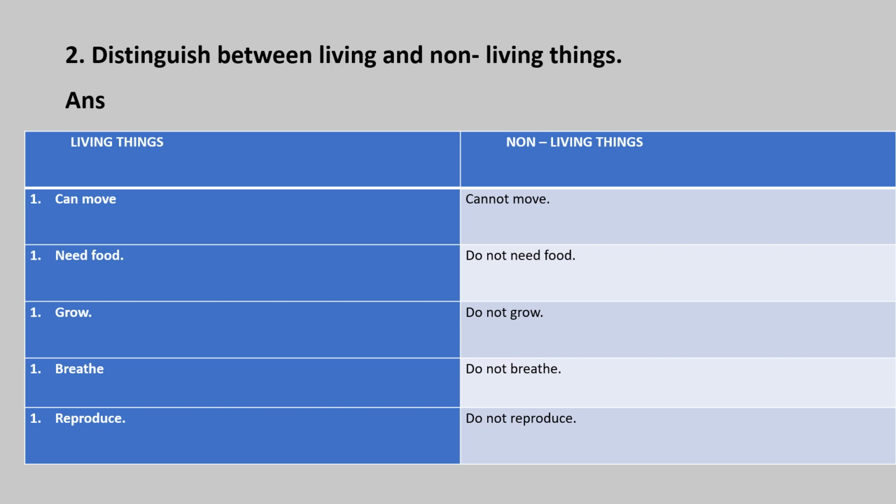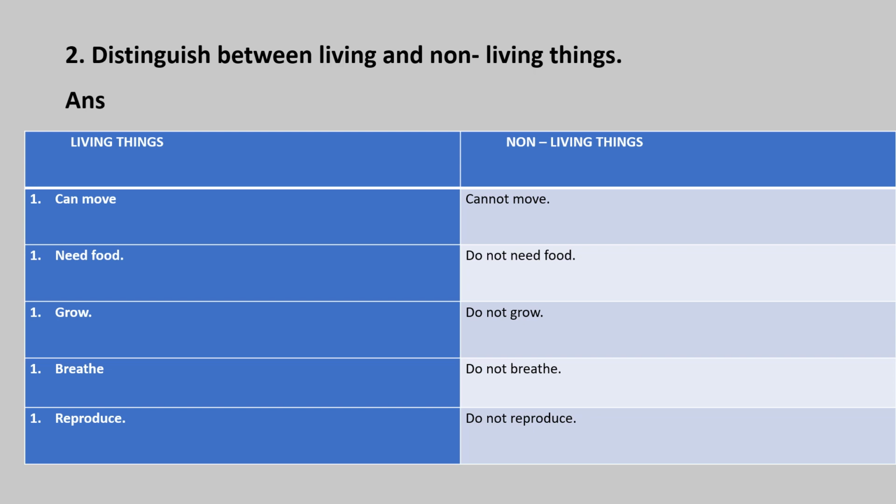related with food. Living things need food, and non-living things do not need food. Children, all living organisms need food to get energy. Energy is the ability to do work. All living organisms do some work or the other, and to do that work we need energy, and that energy is obtained from food. But non-living things do not need food. They never feel hungry. Have you ever seen your refrigerator eating? No. Then the third point is growth.